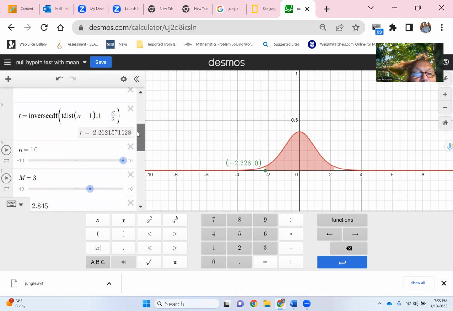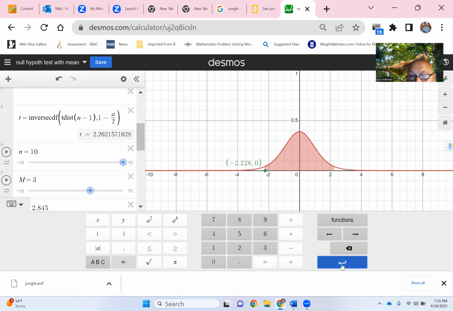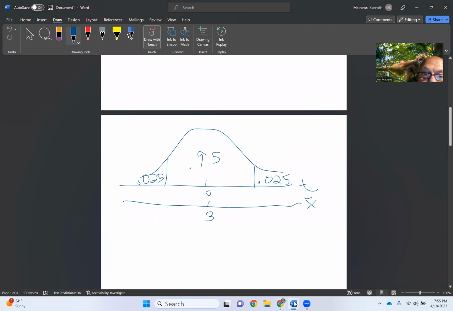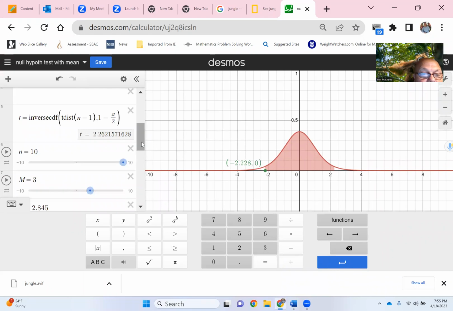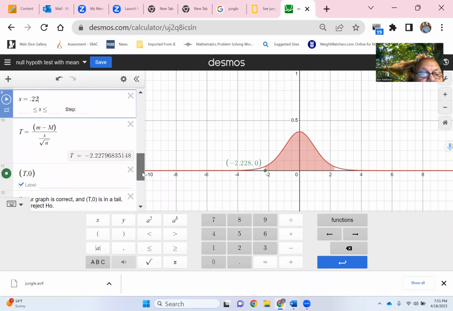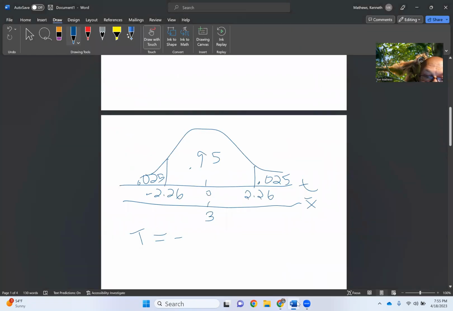All right. So our critical t-value is 2.26. So we have a 2.26 here and a negative 2.26 here. And our t statistic that we're going to be testing, our big old T, is negative 2.23. Oh, they just barely got away with it. Negative 2.23.